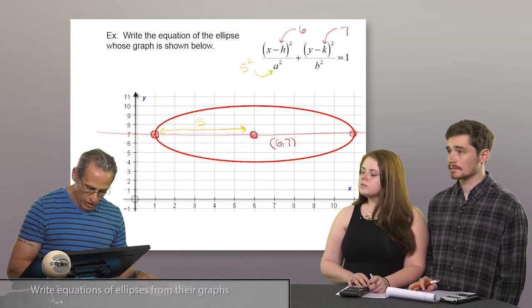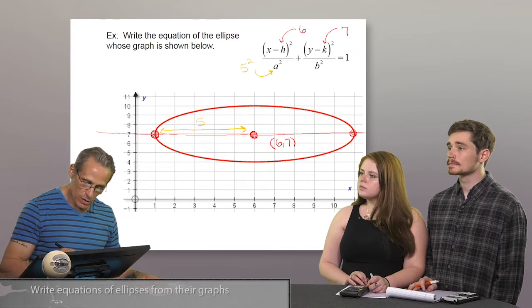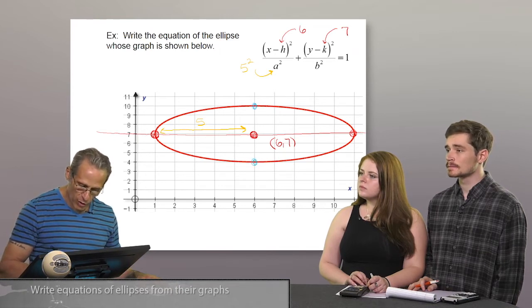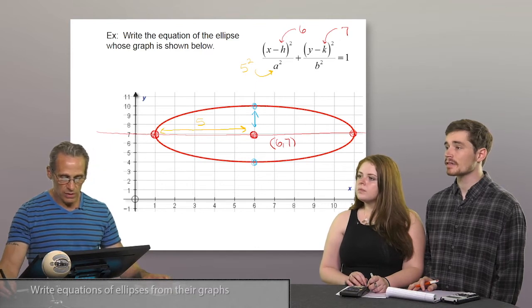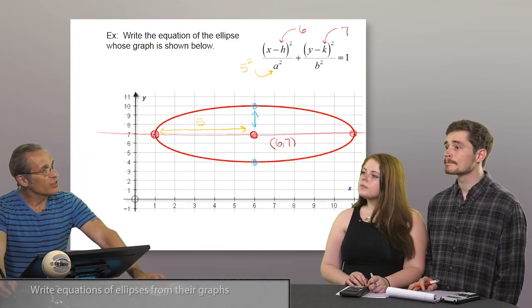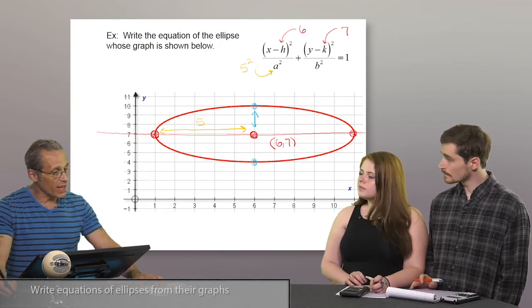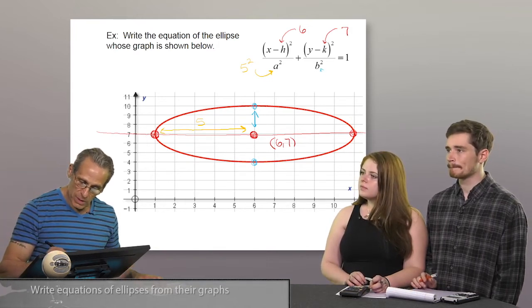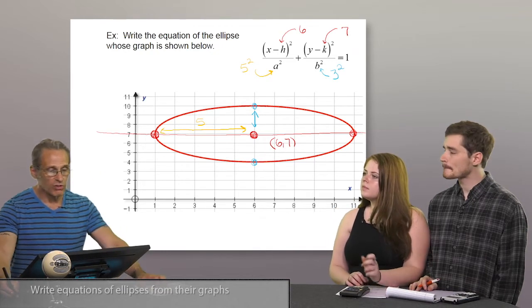How about the distance along the minor axis from the center out to the co-vertices? What is this distance right here? That looks like 3, because that's a distance where you're going from (6, 7) to (6, 10). 7 to 10 is 3 units. Right. So b is 3. b squared would be 3 squared.